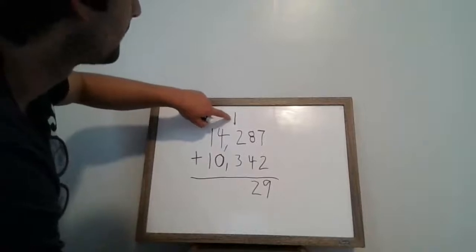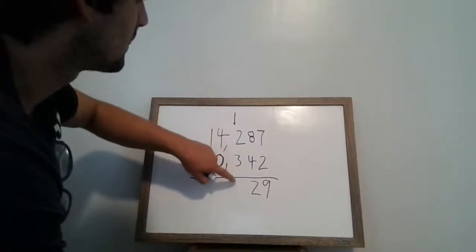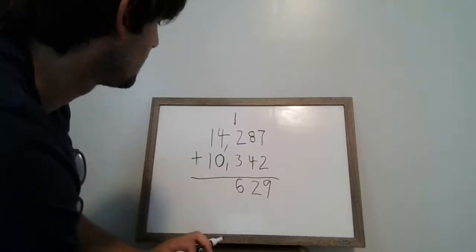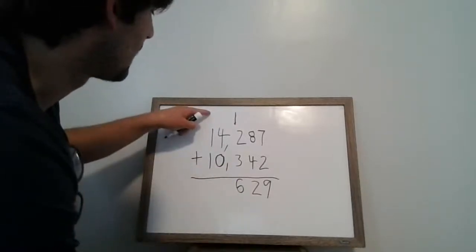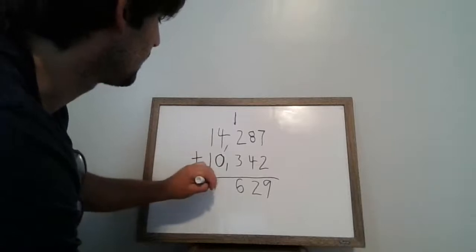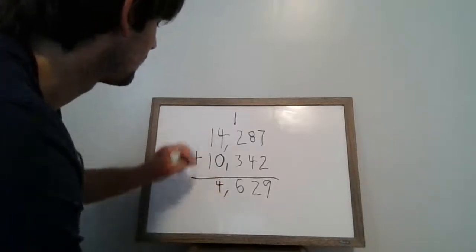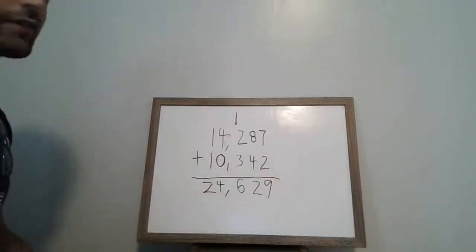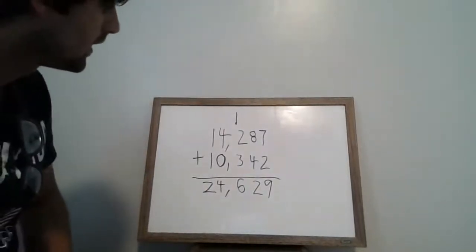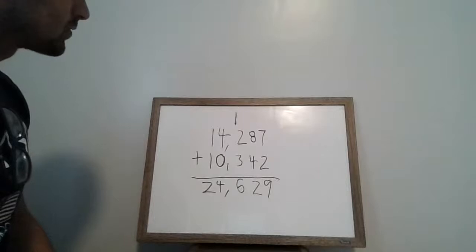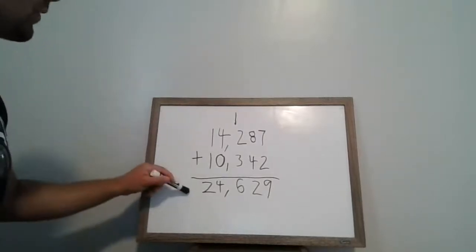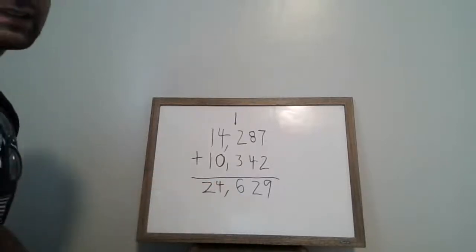All right. So we have 2 plus 3, which is 5, plus 1, which is 6. Now we're in the thousands place. 4 plus 0 is 4. 1 plus 1 is 2. So we only need to regroup one number there. All right, and we have our answer. 14,287 plus 10,342 equals 24,629.